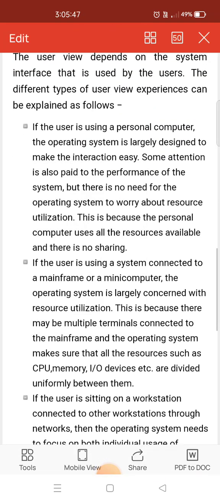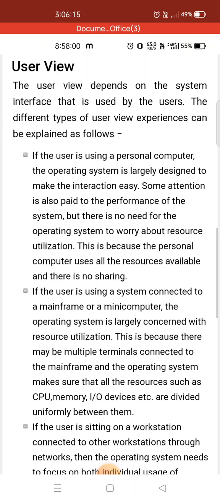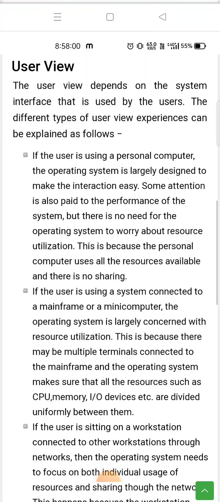Now let's go through the user view. What is a user view? The user view depends upon the system interface that is used by the users. The different types of user view experiences can be explained as follows. If the user is using a personal computer, the operating system is largely designed to make the interactions easy. Some attention is also paid to the performance of the system, but there is no need for the operating system to worry about resource utilization, because the personal computer uses all the resources available and there is no sharing.